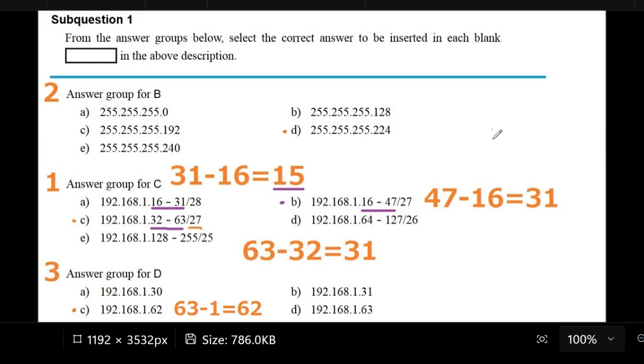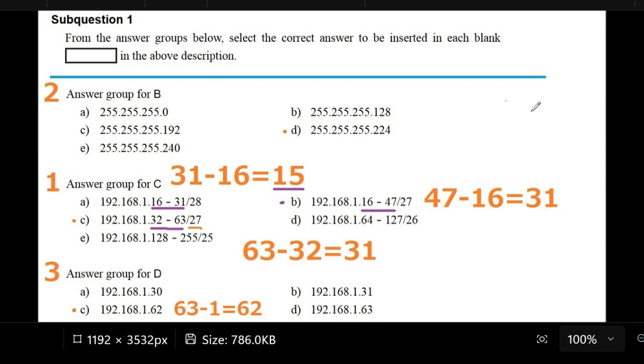Question number 4, sub-question 1. We are gonna answer B, C, and D for this sub-question. Those are the remaining groups of questions for this sub-question.